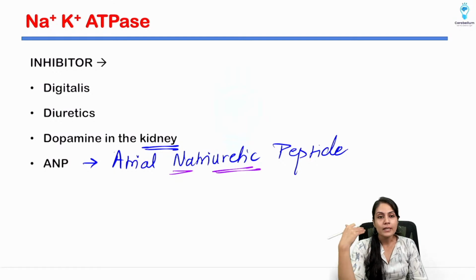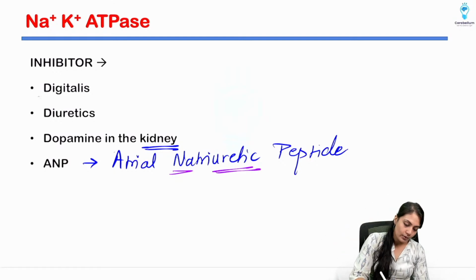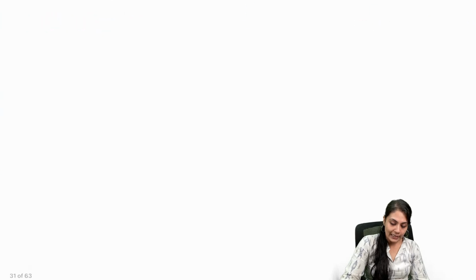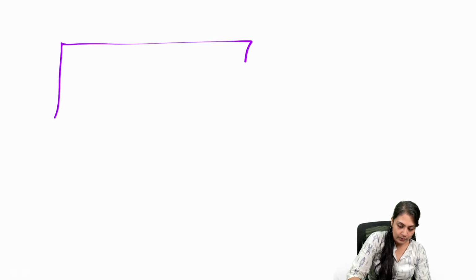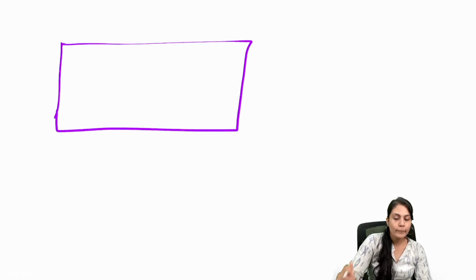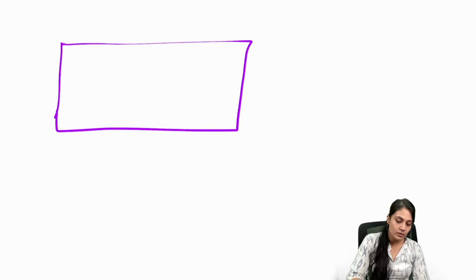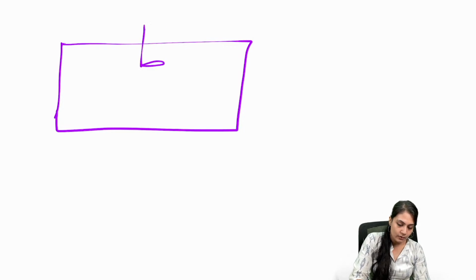Now understand, they are going to ask you about digitalis, which is very, very important: the mechanism of digitalis. How is it going to act? It is going to directly inhibit the pump. Let's draw that and understand. It is very helpful to increase contractility also. We have discussed that many times. Let's quickly revise that again.